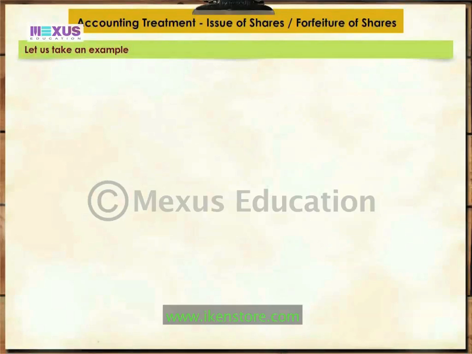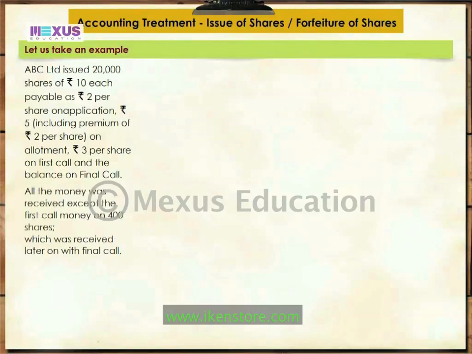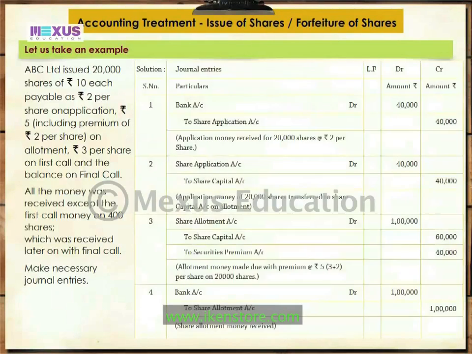Let us take an example. ABC Limited issued 20,000 shares of 10 rupees each, payable as 2 rupees per share on application, 5 rupees including premium of 2 rupees per share on allotment, 3 rupees per share on first call, and the balance on final call. All the money was received except the first call money on 400 shares, which was received later on with final call. Make the necessary journal entries.